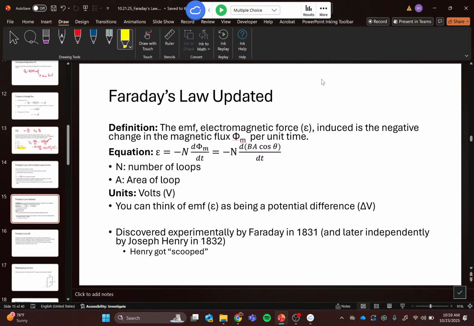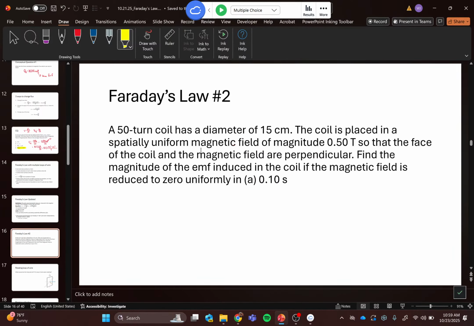The only thing you do here now is n. If I have multiple loops, that multiplies my EMF generated. 1 loop does it, 5 loops make 5 times as much. You need to make sure it's 5 loops though, i.e. insulating wire, all that. All right, the only thing new here is there's an n in front of it, and this is the one that shows up in the PowerPoint. This is the one that shows up in the formula sheet. Specifically this first one. Great.